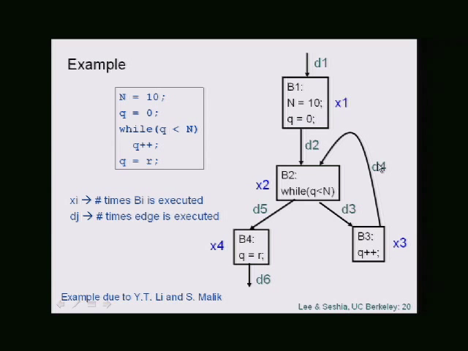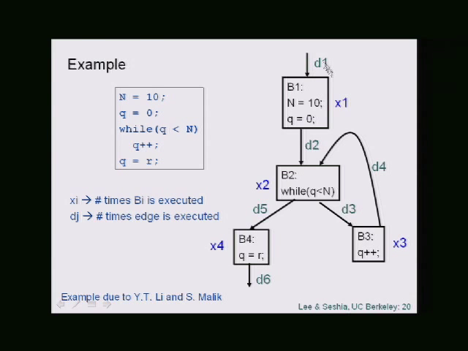So xi is the number of times basic block bi is executed. And dj is the number of times the jth edge is executed. So then we'll have these constraints. We say x1 is equal to d1 is equal to d2, and that's one constraint. And then you have d1 is equal to 1, because you enter the program just once. x2, the number of times you execute this while conditional, is equal to d2 plus d4, which is equal to d5 plus d3. That's that constraint.